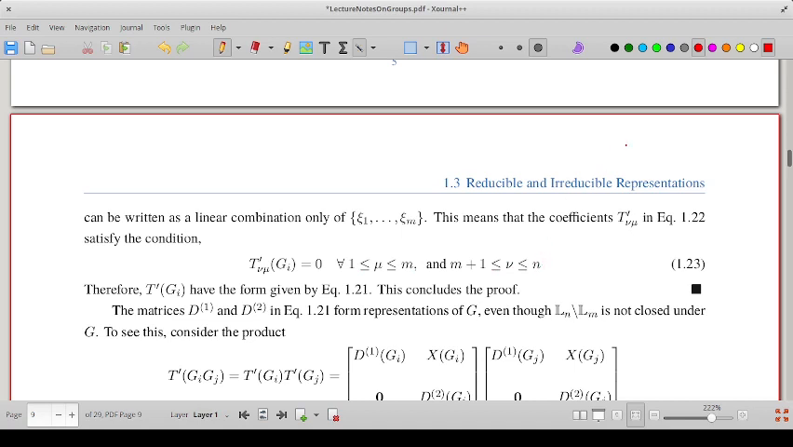So that means if we consider the matrices T dash for any gi, then the elements with row indices starting from m plus 1 and running up to n, I can draw lines like this. So this is 1 and this is m, and this is n. If the row indices are greater than m, so that is this, and if the column indices mu are less than m, so that is this. So that corresponds to this block, and the elements in this block should be 0.